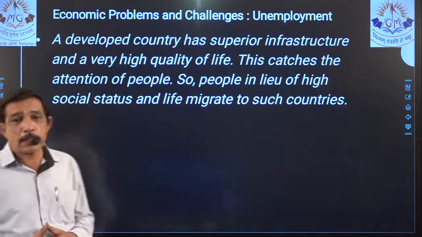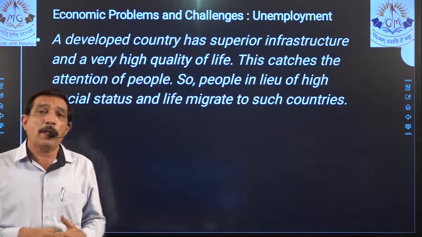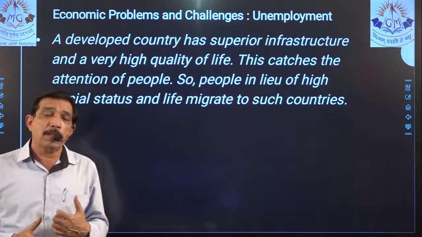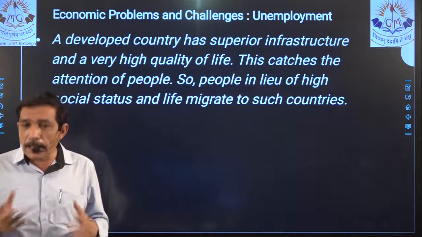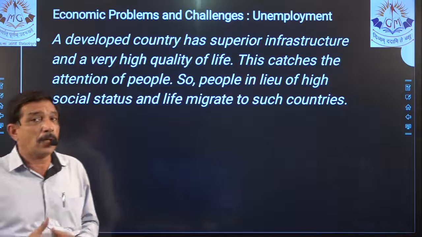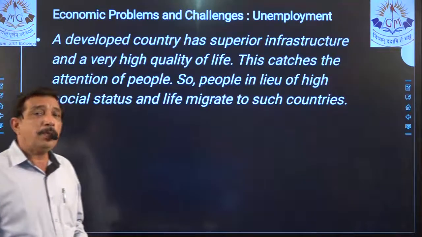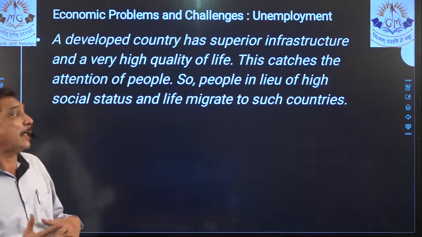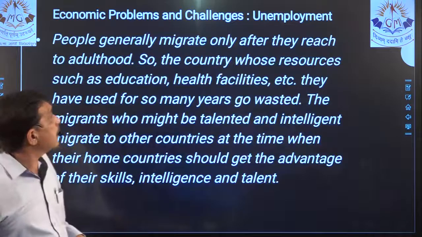A developed country has superior infrastructure. We don't have it, but a developed country like America, France, Germany, Japan, UK, all these countries, their infrastructure is highly developed and there is a very high quality of life. This catches the attention of the people. So people in lieu of high social status and life, they migrate to such countries. So you should be able to explain them.